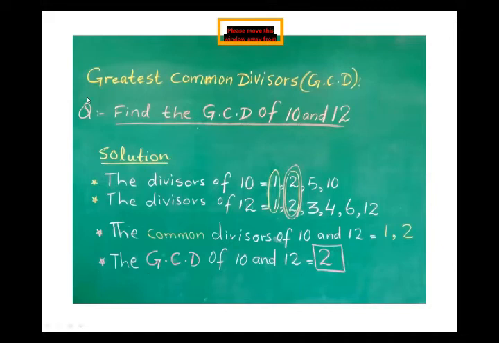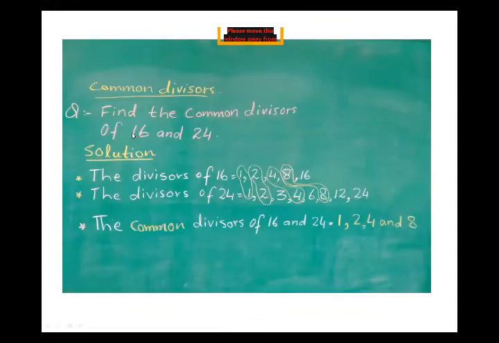We review this topic again. What is a common divisor? A divisor of any two numbers which is common to both. Here we pick the numbers 16 and 24 and find the common divisors between these two numbers. Firstly, we list out the divisors of a single number. Here we find the divisors of 16: 1, 2, 4, 8, and 16.